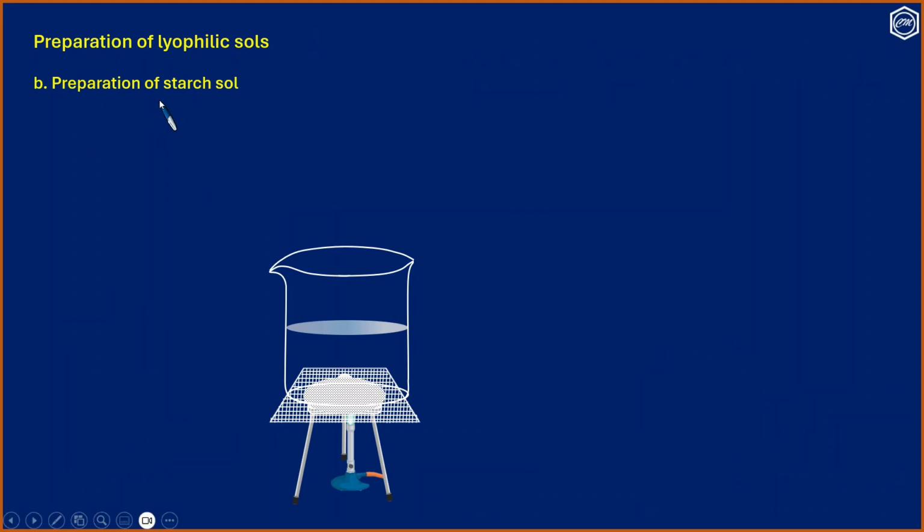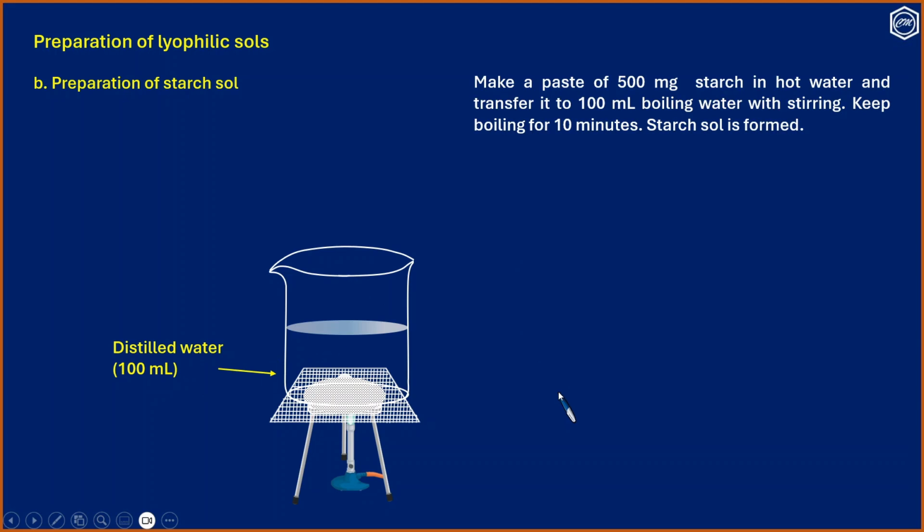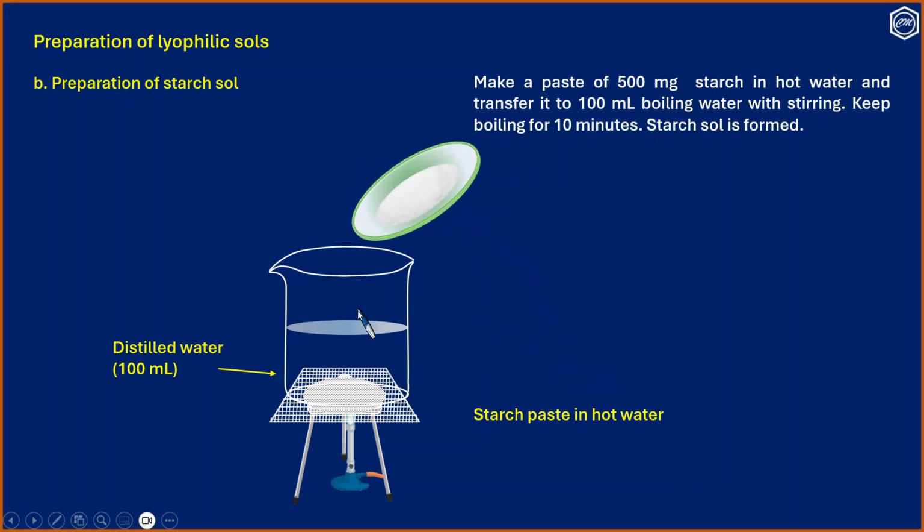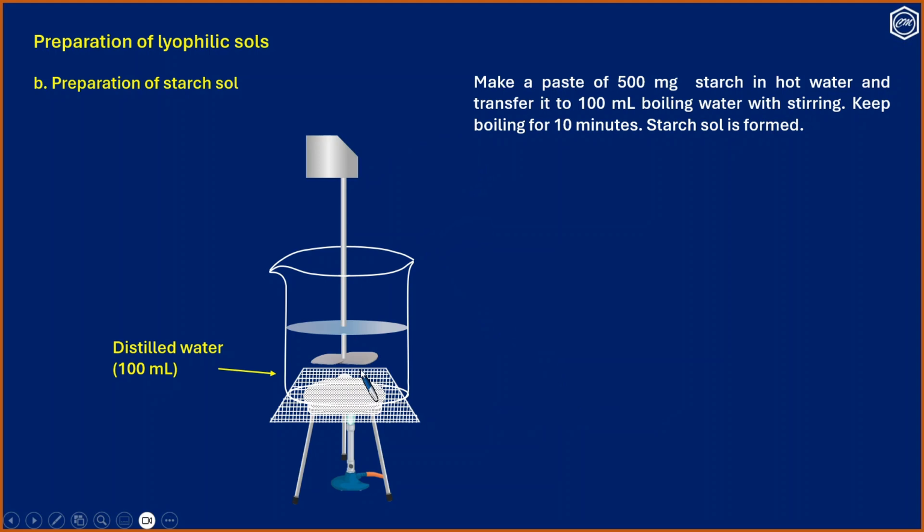Now we prepare a starch salt. First we take some distilled water and heat it, and make a paste of 500 milligram of starch in hot water and transfer it to 100 ml boiling water with stirring. So we are transferring it to the beaker, and using a mechanical stirrer we are stirring it. So the starch salt is produced. This is starch salt.